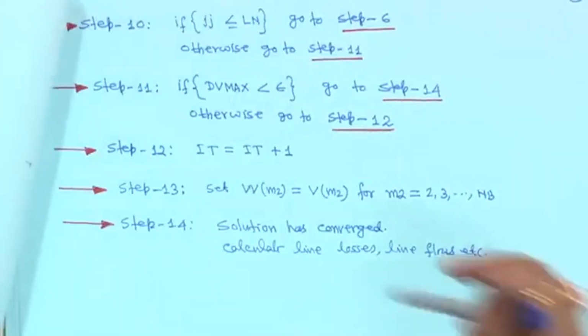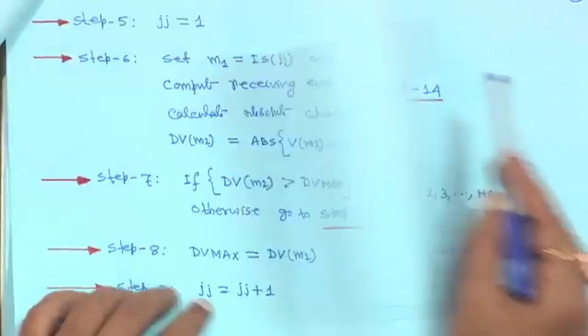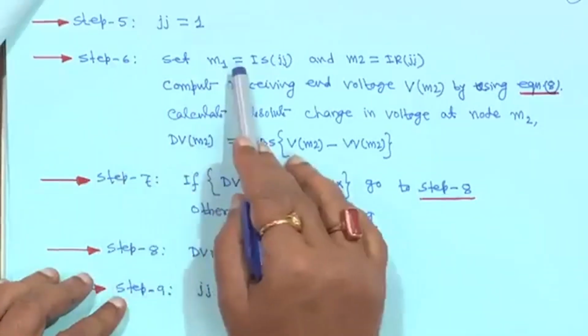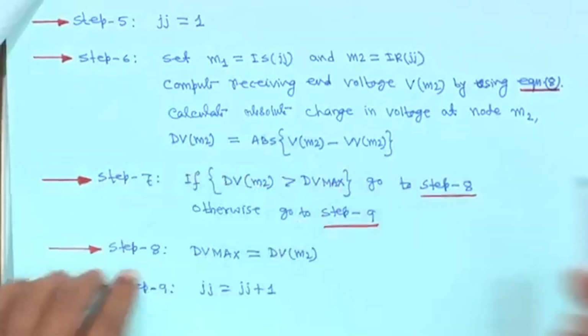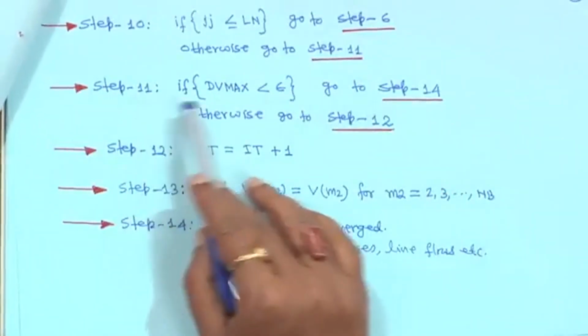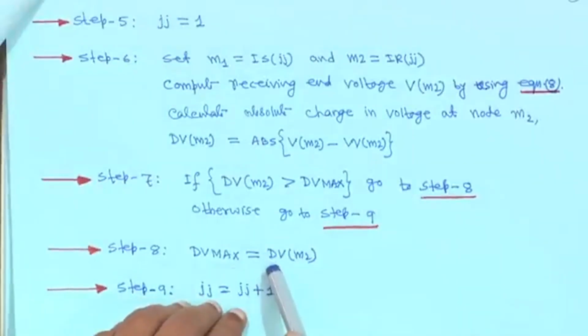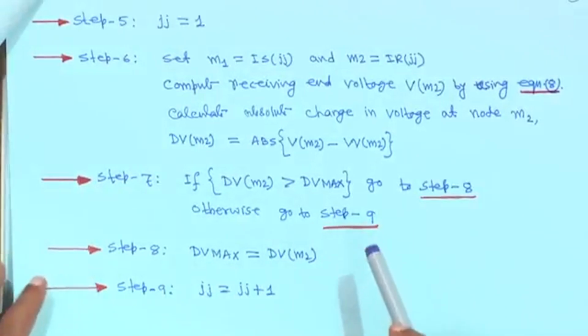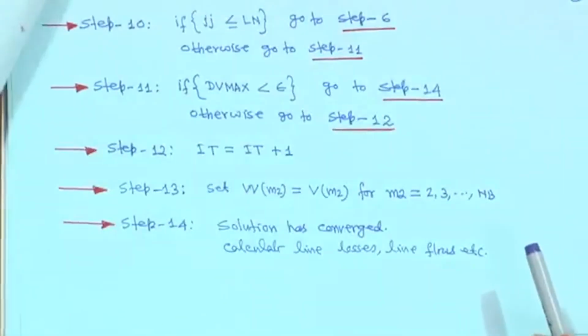Then if jj is less than or equal to ln, the total number of branches, you come to step 6, because for jj equal to 3 it will be computed again. So go to step 6, otherwise jump to step 11. In step 11, because every time it is computing dVmax, same as the Gauss-Seidel method, you take a max of the voltage difference.